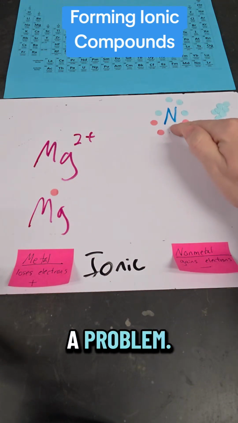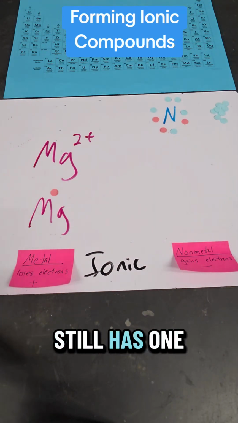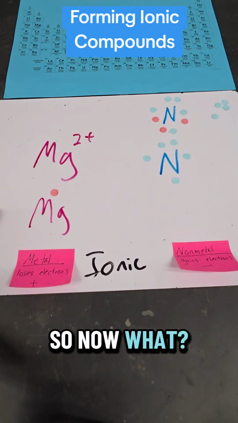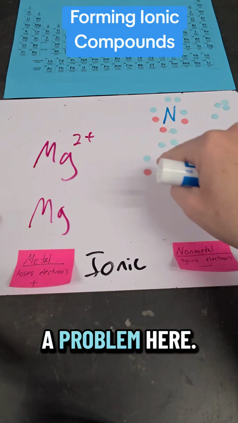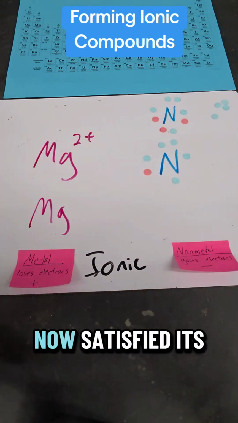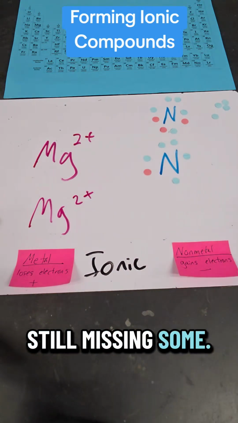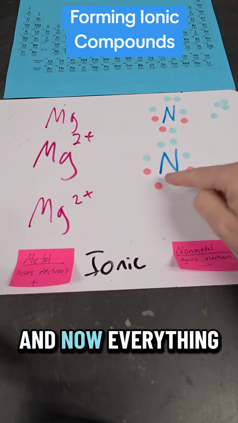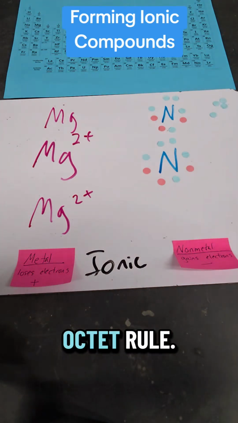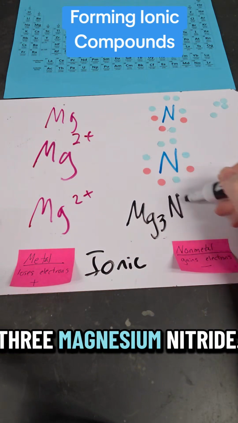But now we have a problem. Now this nitrogen has a satisfied octet, but this magnesium still has 1 left over. So now what? Right again, we bring another nitrogen. Oh, still got a problem here. This magnesium has now satisfied its octet. That nitrogen is still missing some. Here we go. And now everything has satisfied the octet rule. And so you can see that we have 1, 2, 3 magnesiums, and 2 nitrogens.